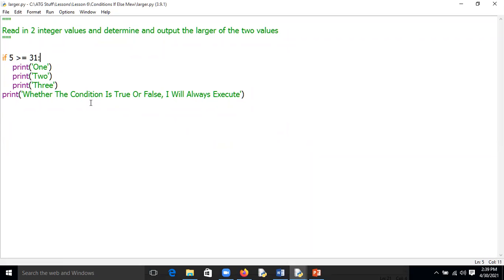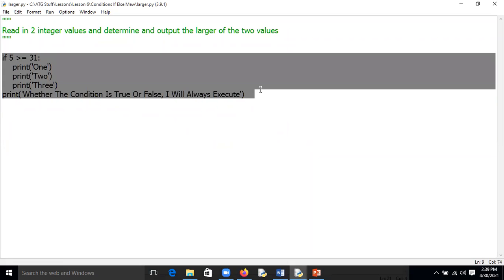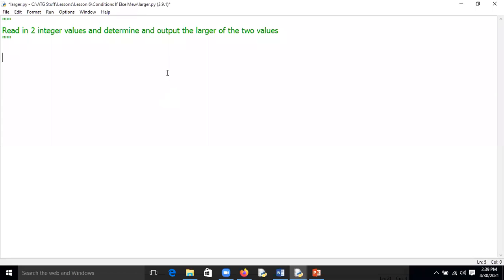All right. I'm actually going to take all of this out. And let's answer this question. So this question basically says, read in two integer values and determine an output, the larger of the two values. I'm going to show you a few ways of actually doing this. Remember, as far as possible, I want to have one print statement, but I'm going to show you the different ways you can actually do this.